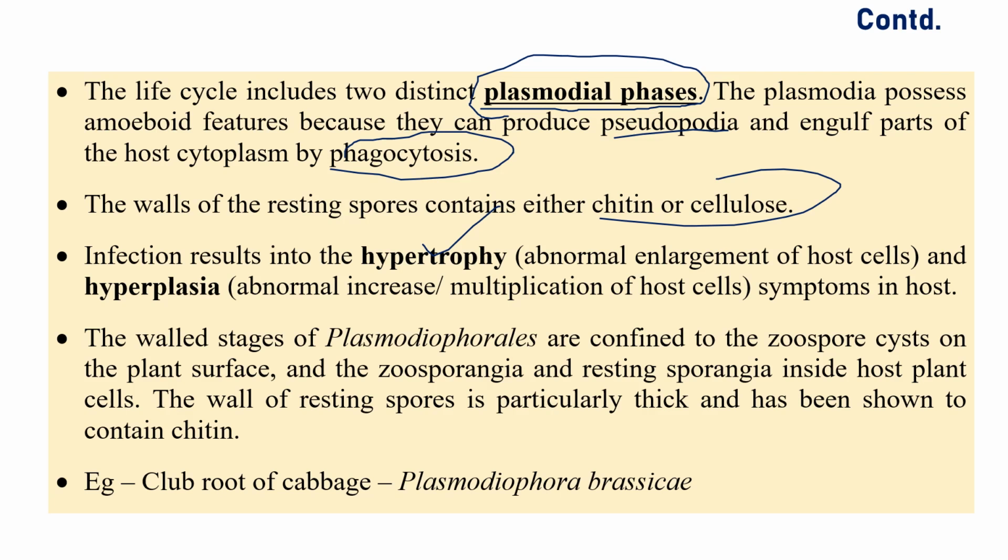So the infection results in hypertrophy and hyperplasia. I told you what hypertrophy and hyperplasia are. In the walled stages, Plasmodiophoromycota is confined to the production of resting spores and the resting sporangium, and all those things happen inside the host only. We will see all those things in the life cycle. The best example is club root of cabbage, or club root of crucifers, which is caused by Plasmodiophora brassicae.